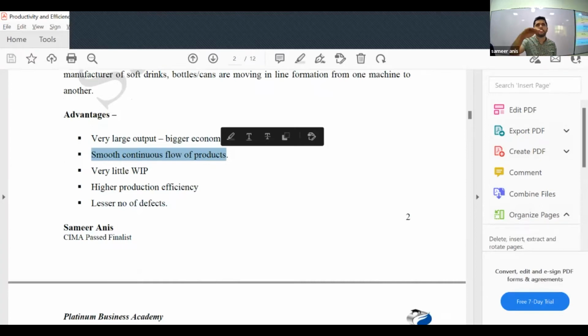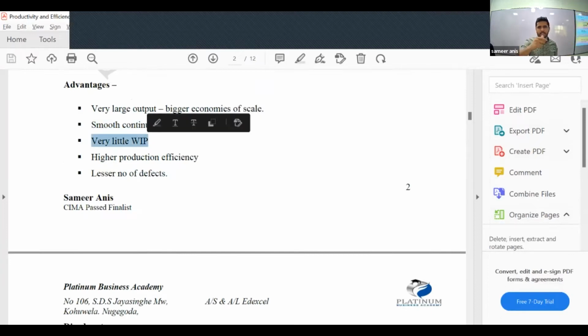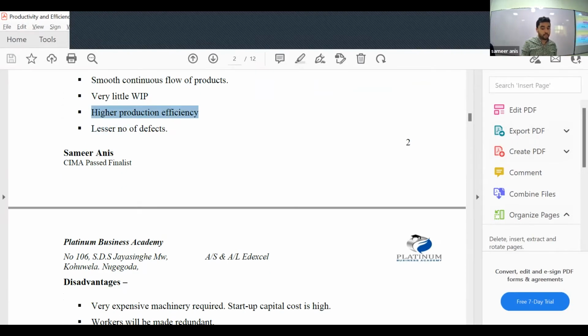Output will keep coming in a flow production factory, guys. Very little work in progress. That means raw materials are converted to finished goods very fast. High production efficiency, like the number of defects. So production efficiency and defects are connected, guys. You would rarely have two defective Coca-Colas.